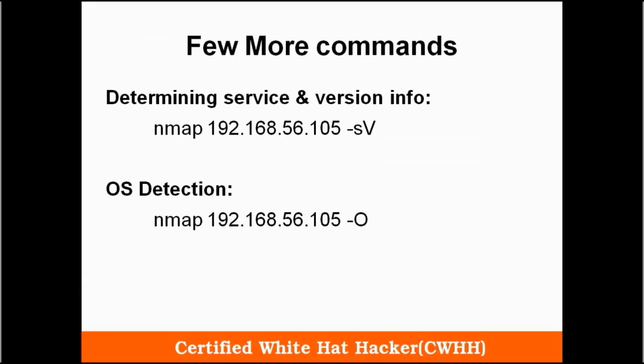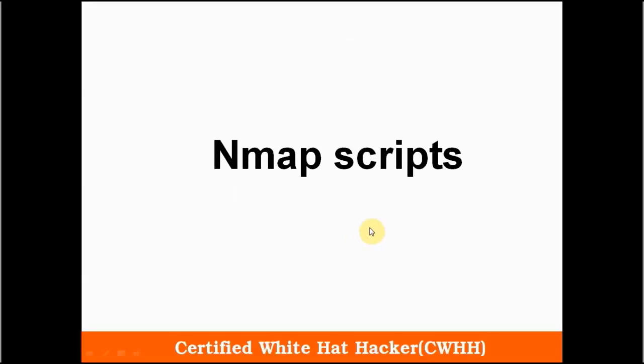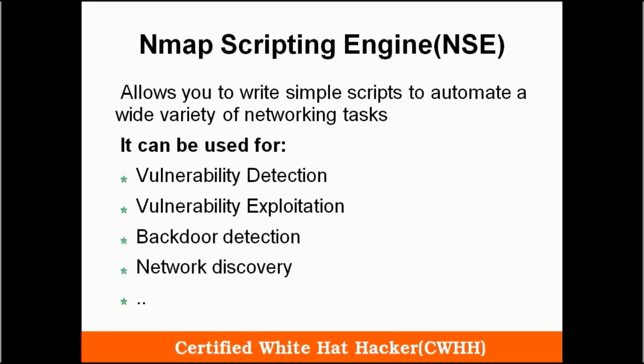So there are a few more commands. If you want to find the services and the version information, then you give nmap space IP address space -sV, and to find the operating system of a target, you give nmap space IP address space -O. So let's look at Nmap scripts.